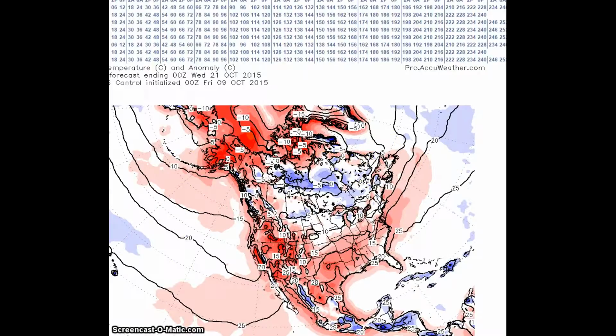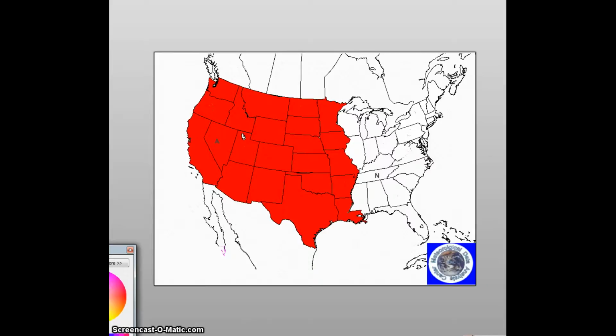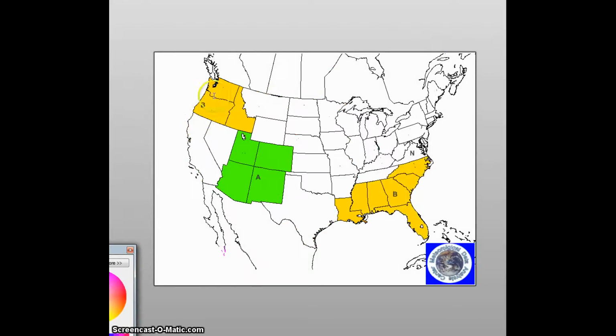And for precipitation, calling for below normal precipitation for the northwest, below normal precipitation for the central and eastern Gulf Coast states in the southeast, above normal precipitation for the Four Corners region. So that is a long-range weather forecast discussion for October 12th to the 24th.